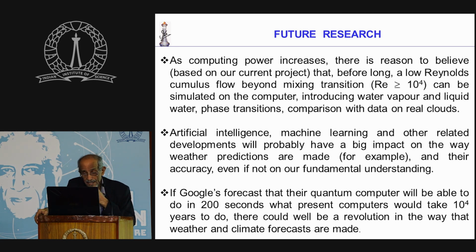Google made a forecast recently that the quantum computer will be able to do in 200 seconds what present computers would take 10 to the 4 years to do. And that could well be a revolution in the way that weather and climate forecasts are made in the world. Okay, so that's about it.